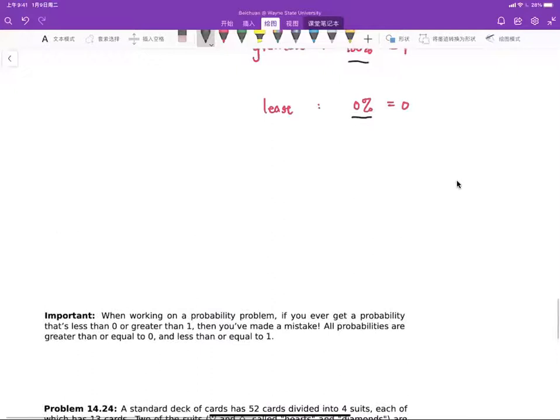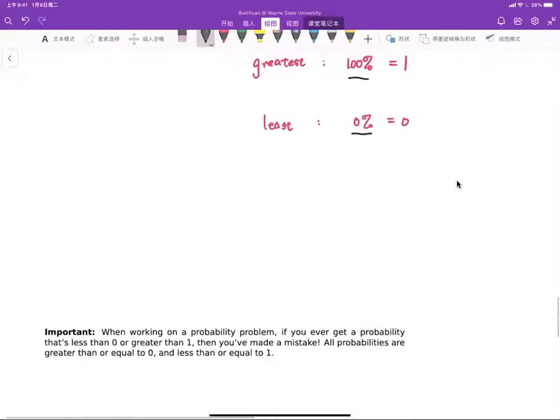Any probability must be greater than or equal to 0. So 0 is the least one. It cannot be less than 0, but it cannot be greater than 1 either. If something happens with 100% chance, that means it must happen. But no one will say that there is a 200% chance to happen, unless he or she is kidding.